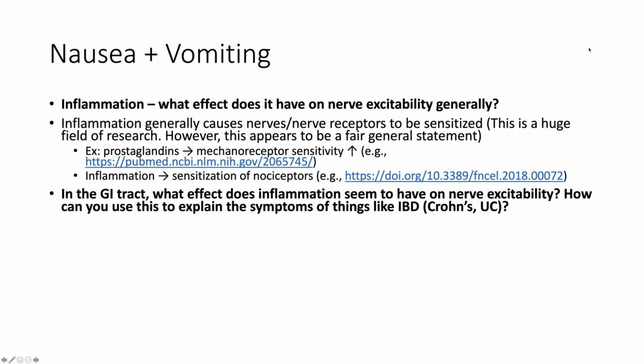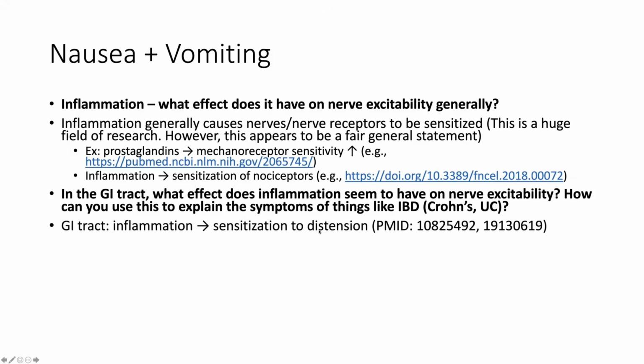How can you use this to explain the symptoms of things like inflammatory bowel disease, like Crohn's or UC? Okay, if inflammation increases nerve excitability in the GI tract, then in something like Crohn's, that's a chronic inflammatory state. So you have the vagal afferent nerves in the GI tract constantly stimulated, and you're probably going to get nausea and cramping. Yeah, nausea, cramping, diarrhea. So inflammation leads to sensitization to distension. There are a number of papers on this. If you want to look at the PubMed IDs, this is what they are.